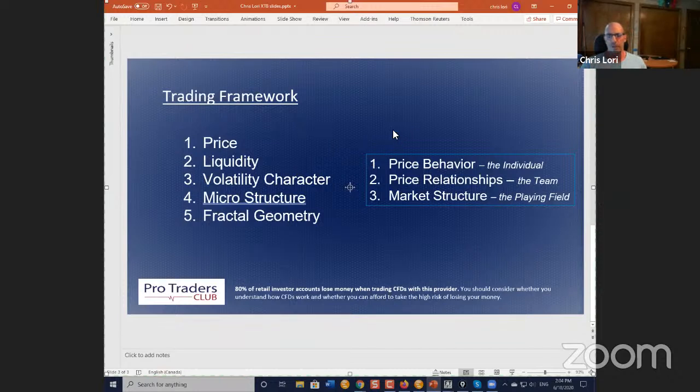When we look at price behaviors today, we're going to look at just some very basic aspects of price behavior. When I talk about price behavior, I'm talking about one specific behavior. When I'm talking about a price relationship, I'm talking about the combination of behaviors that go into a pattern that becomes tradable, because there's usually multiple price dynamics going on at any one time. And when I refer to market structure, it's really your playing field, your overall macro environment. We're trading the price relationships within that macro environment.